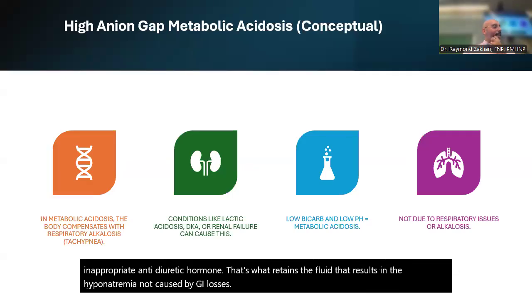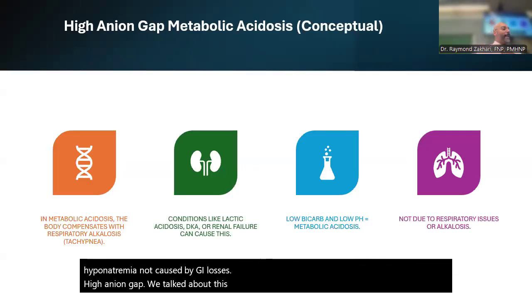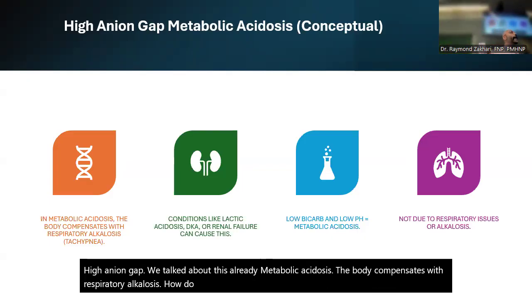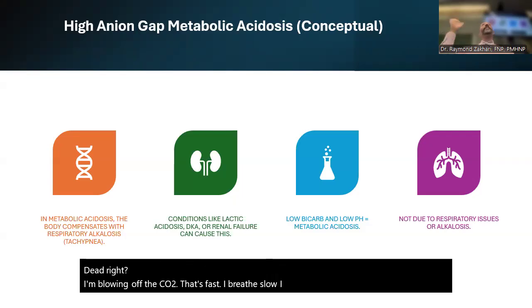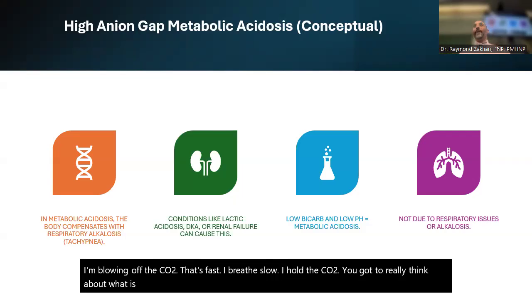High anion gap, we talked about this already. Metabolic acidosis, the body compensates with respiratory alkalosis. How do you do respiratory alkalosis? Breathe too fast or too slow? Good. Right? I'm blowing off the CO2. That's fast. If I breathe slow, I hold the CO2. You've got to really think about what the person is doing.